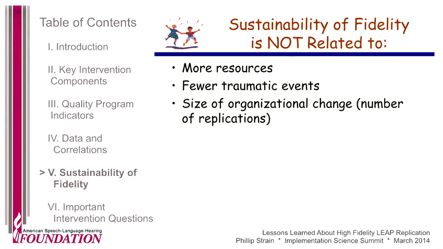We thought that programs that got hit with a lot of traumatic events would lose their momentum. Traumatic events like, a new administration comes into power in state government and decides to slash all preschool services. That happens more often than you might think. But that doesn't seem to be necessarily related to sustainability. And the real surprise was we couldn't find any association between the size of organizational change and sustainability.